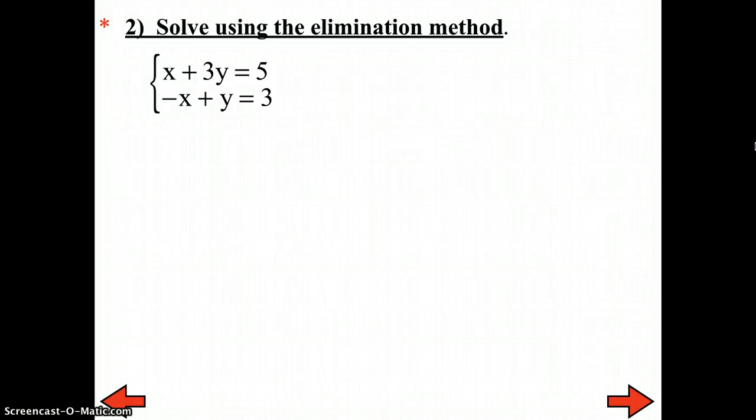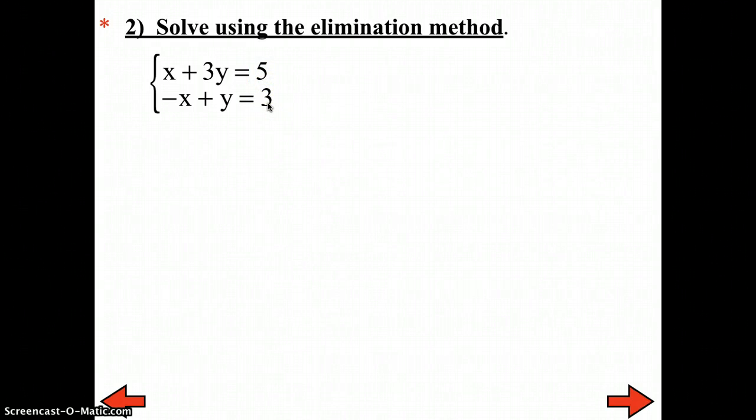So let's look at our first example. It says solve using the elimination method. Well, let's look at our system. We have x plus 3y equals 5 and negative x plus y equals 3. Technically, all we're doing right now is trying to find an x value and a y value that will work for both of these equations.